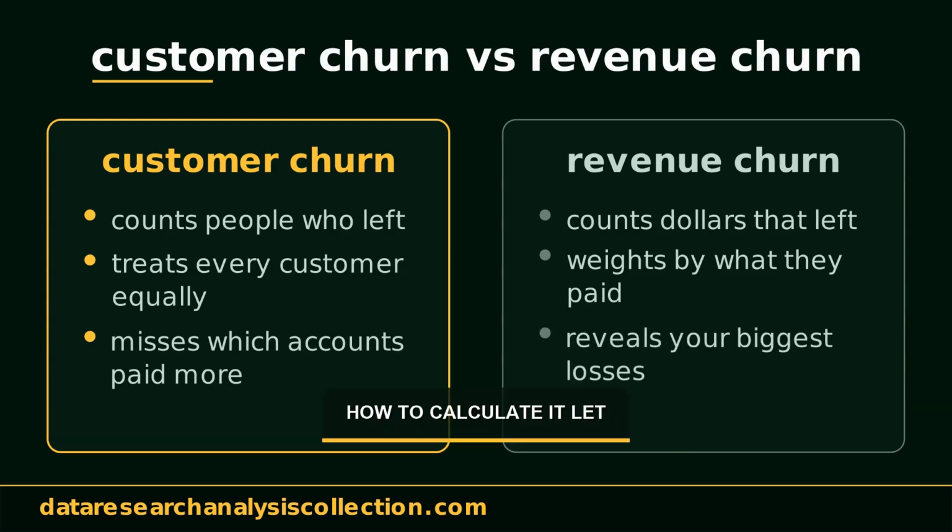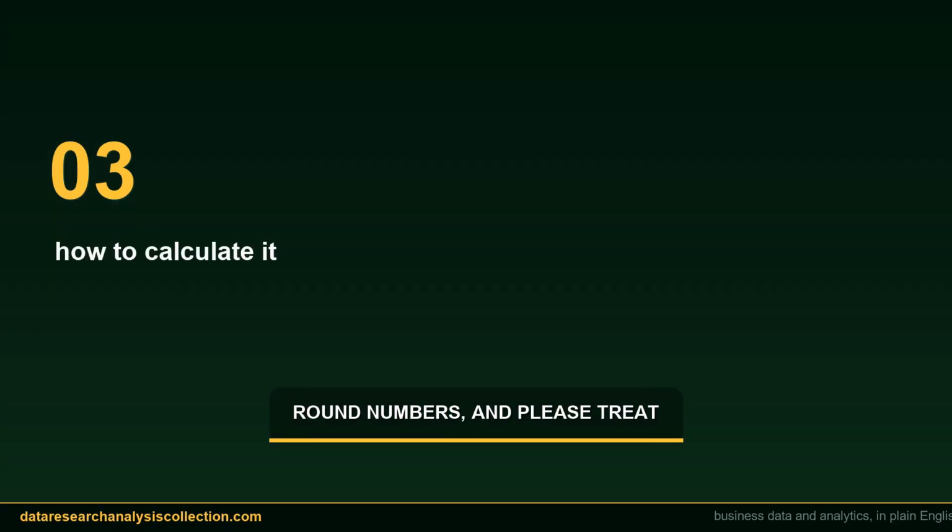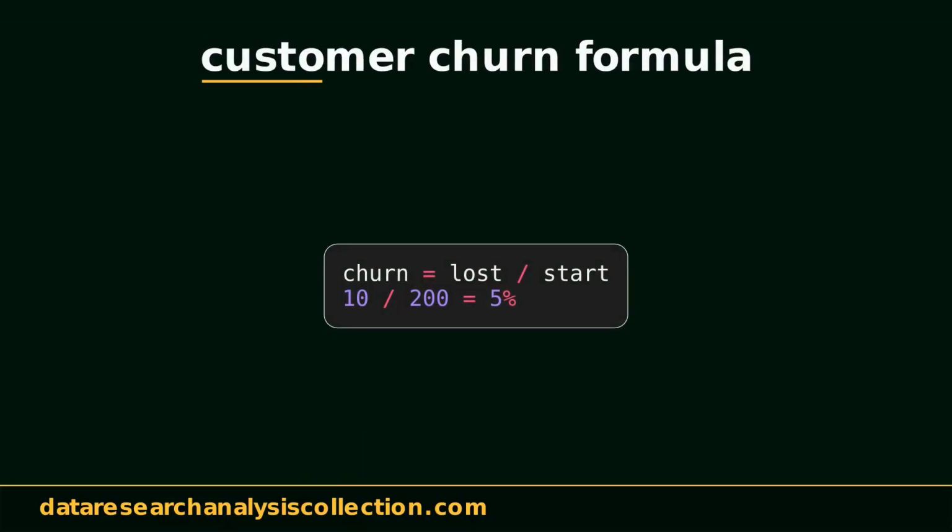How to calculate it? Let me make this concrete with round numbers, and please treat these as an example, not a benchmark for your business. Say you start the month with 200 customers. Over the month, 10 of them cancel. Your customer churn rate is 10 divided by 200, which is 5% for that month.